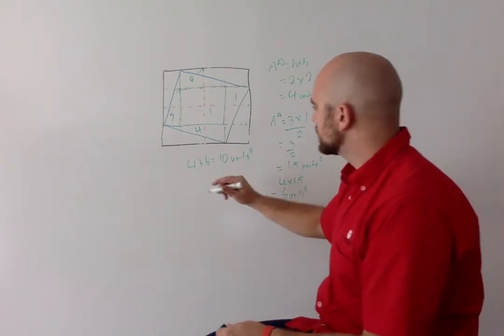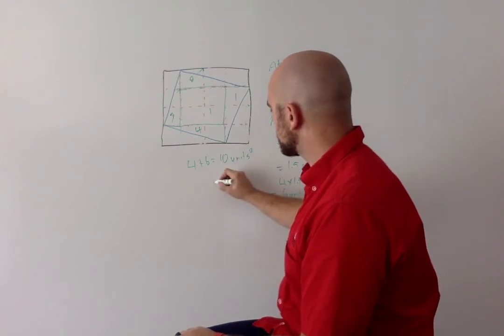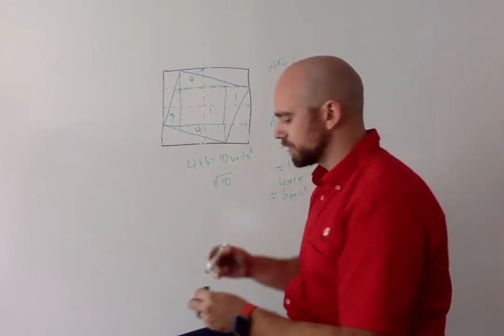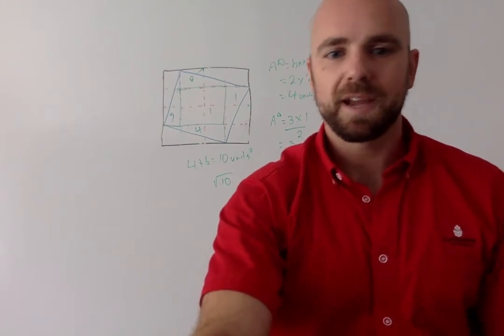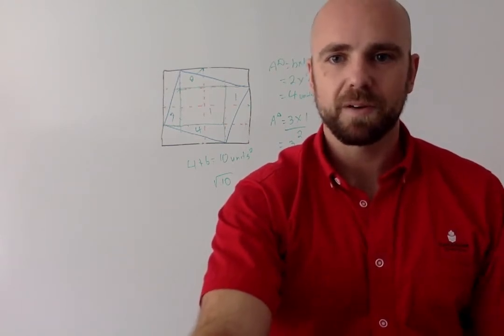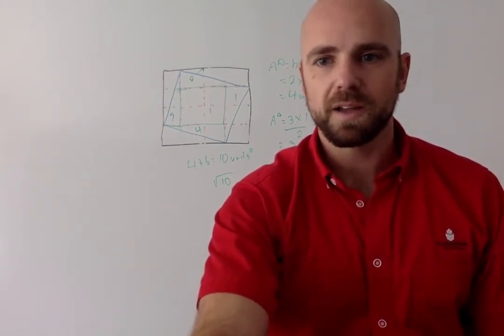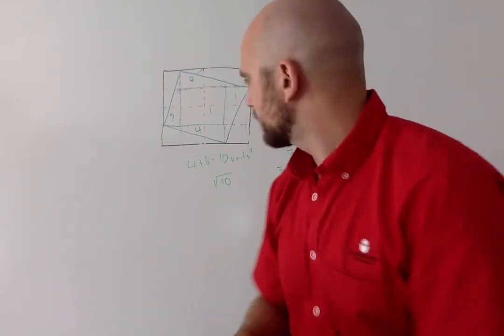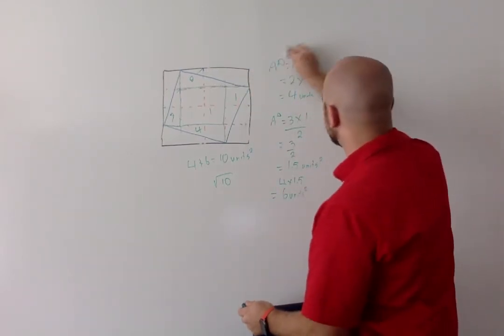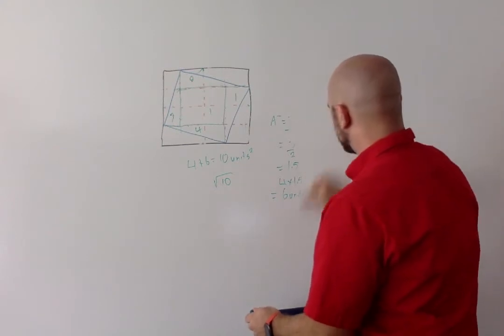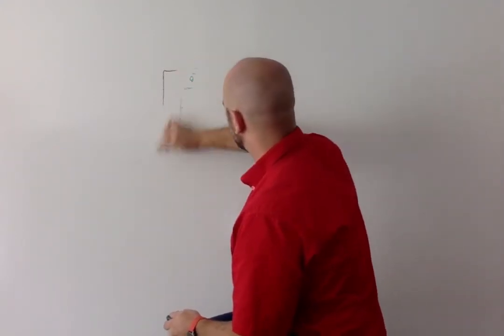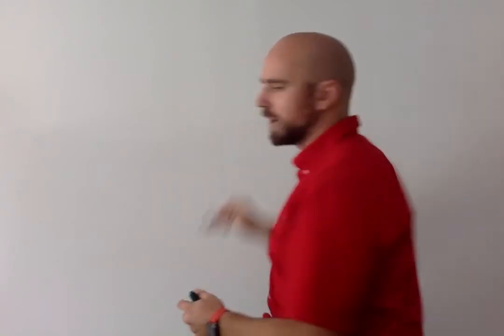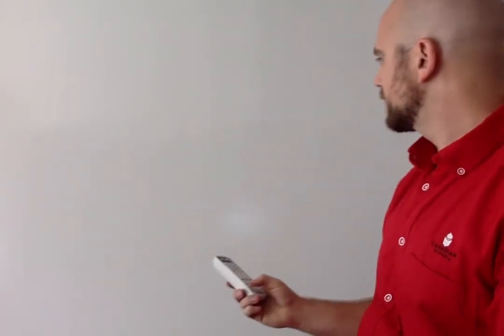All right? What's happening now? What's my side length? My side length is going to be considered the square root of 10. That's going to be the side length. All right? So I'll show you in a picture. I'll erase this first, otherwise you won't be able to see it. Okay, hopefully it shows up.